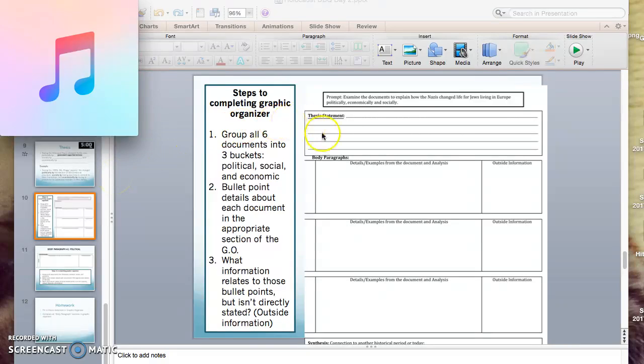your thesis statement. So at this point in time, you are ready to begin organizing the different information that you have gathered from the different documents that we've analyzed in order to insert that information into our graphic organizer. Our graphic organizer is important because this will allow you to gather all of the information you will need to write your DBQ.